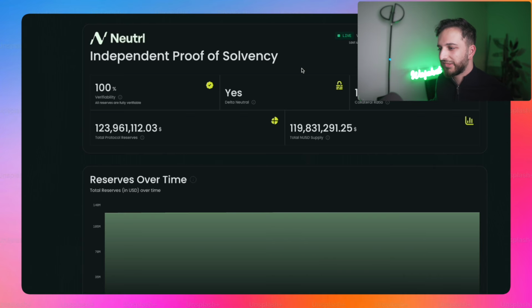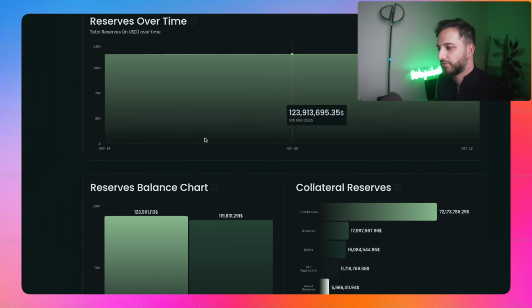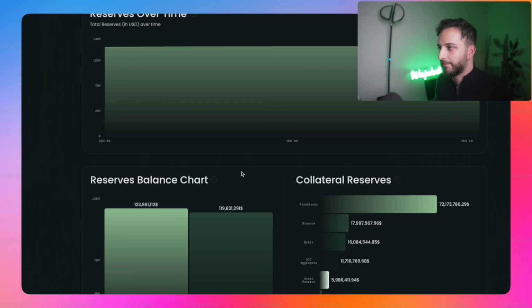So you've got to trust Accountable here. They use ZK proofs to verify this. Have a read of this and see what you think. Maybe we need to see more. I don't know. I'm curious to hear what you guys think.